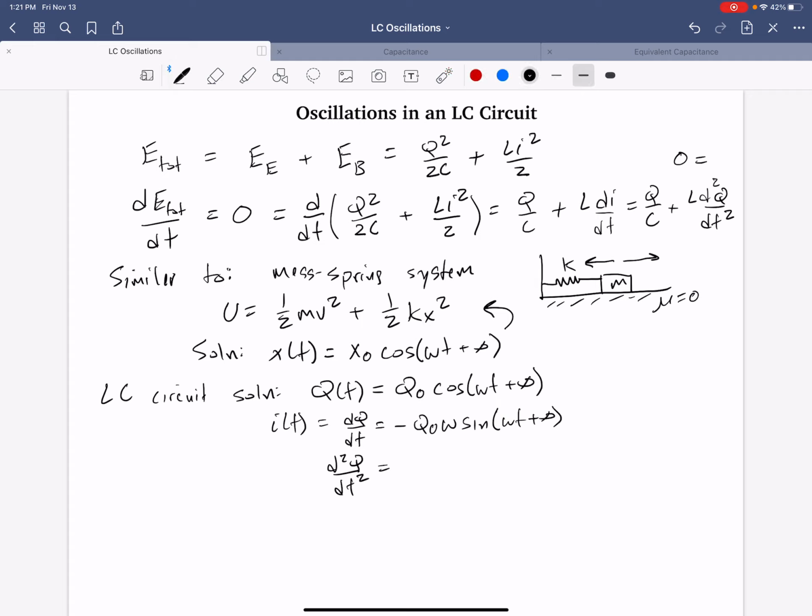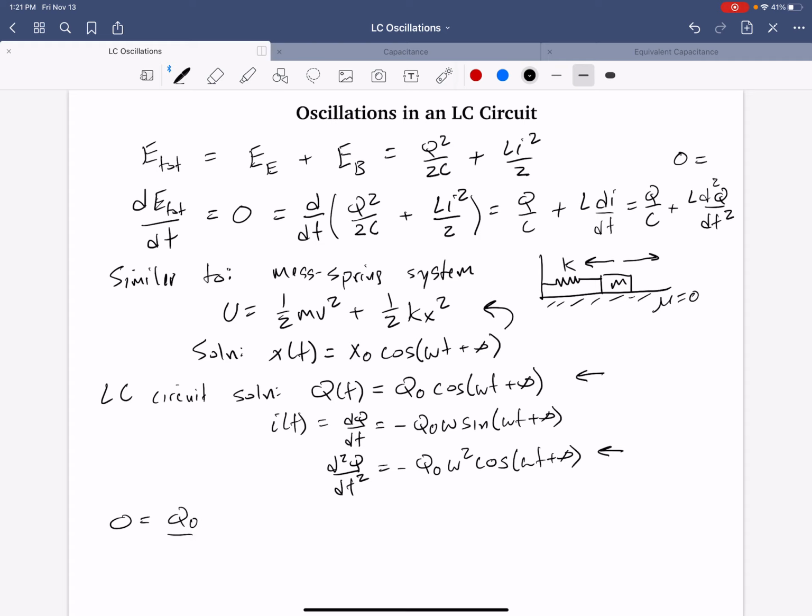Okay, so let's see. What is this? Take the next time derivative. We have minus q naught, now we have omega squared. Derivative of sine is cosine. Argument stays the same. Okay, so now let's plug in q and the second derivative and see what we get. I hope I have enough room. So we're plugging it into q over c.